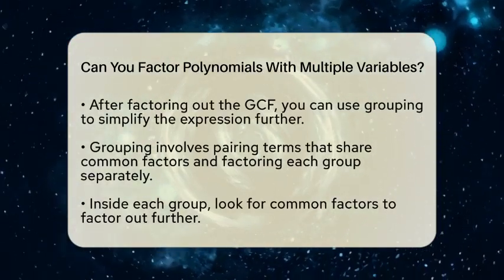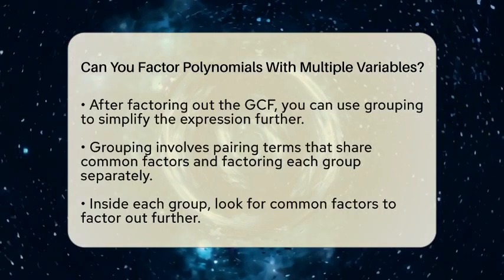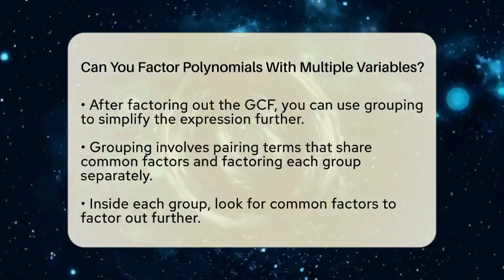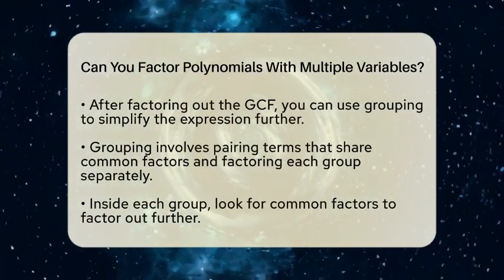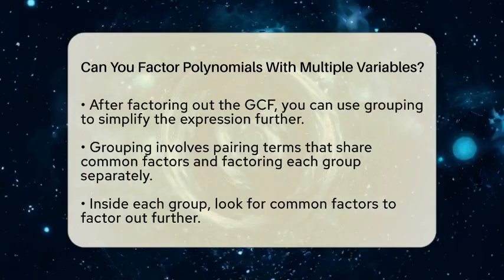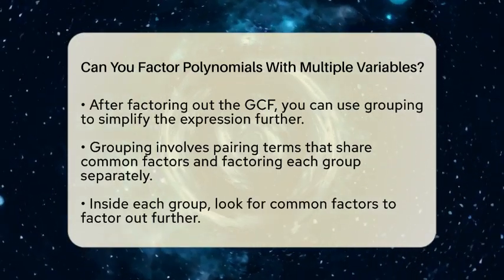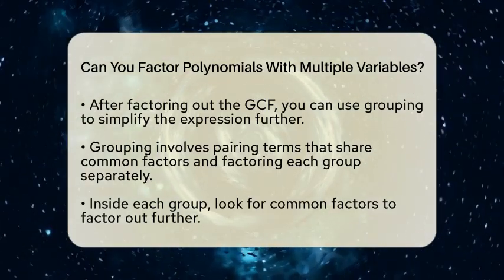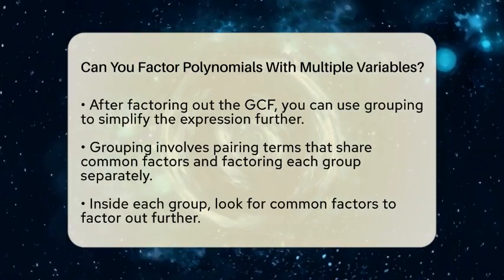Next, you can try grouping terms. Grouping means putting terms that share common factors together. For example, in the expression I just mentioned, you can group the first 2 terms and the last 2 terms. So you get 2 times (3x squared plus 6xy) minus (2x plus 4y).